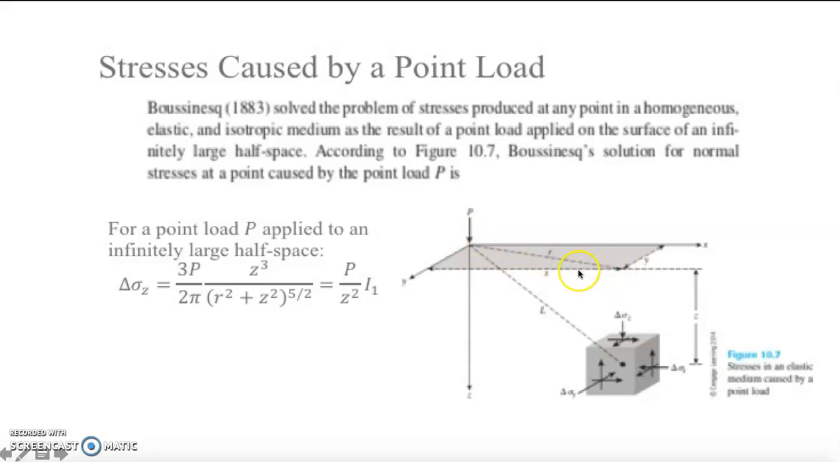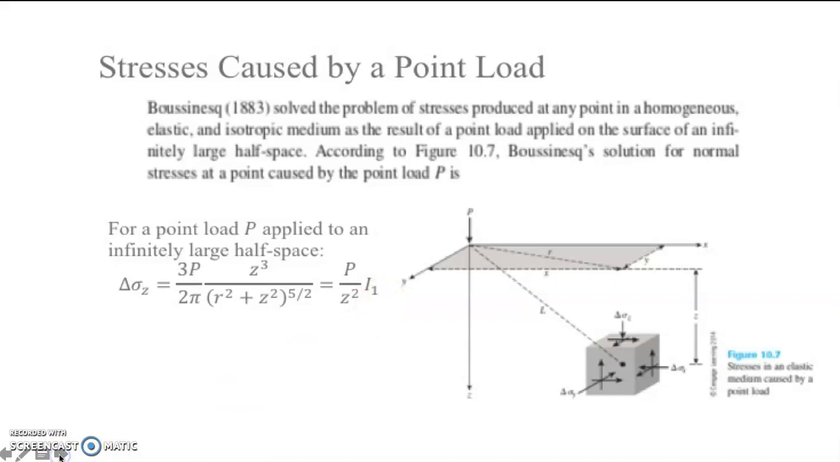Basically, you have your x and y plane, so you're going to get the value for R using the Pythagorean theorem. Whatever the value is, you simply substitute it into this equation, and you can now get the stress caused by a point load. Or you can use this other equation, where you just need the value for z and the value for I sub 1.